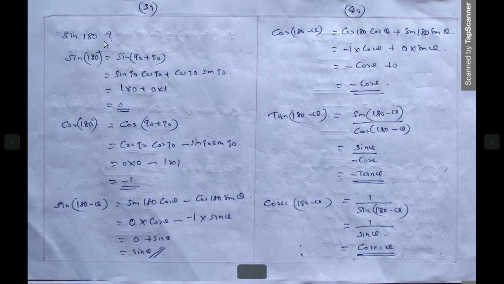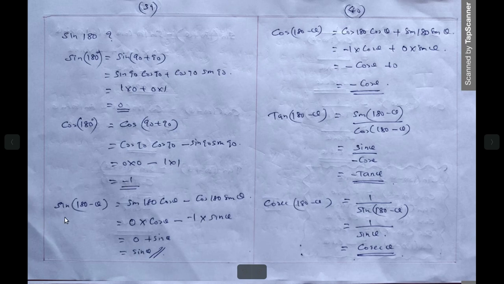What is sin 180? Sin 180 means sin(90+90). So sin(A+B), you will get the answer as 0. Cos 180 is cos(90+90), so cos(A+B) result. So finally you will get the answer minus 1.